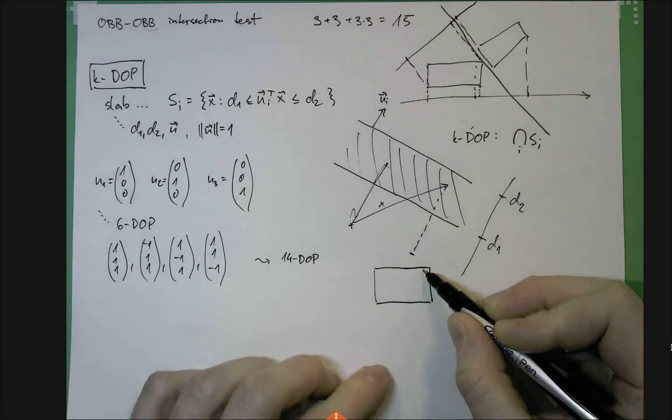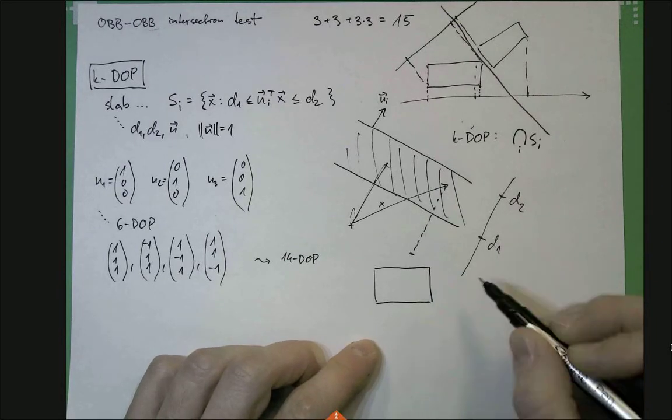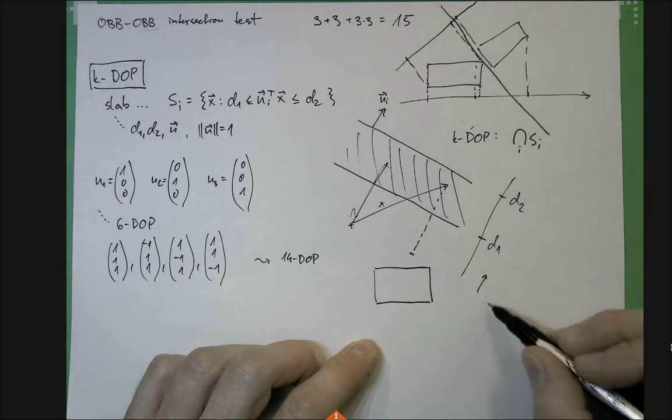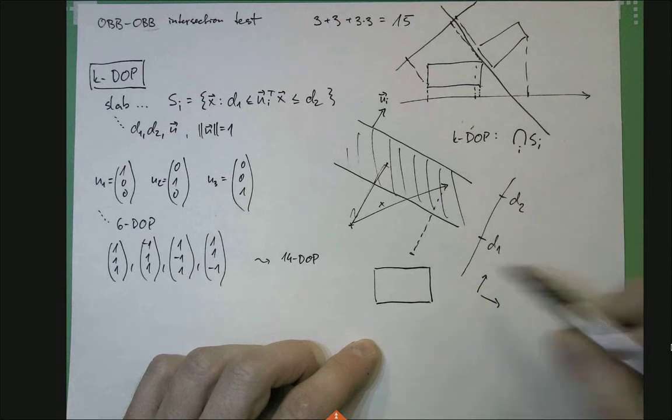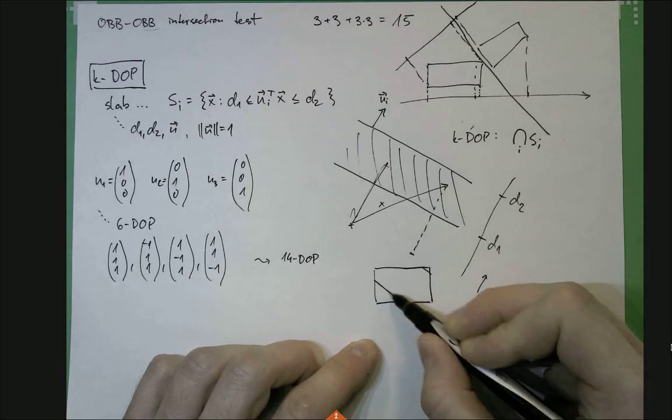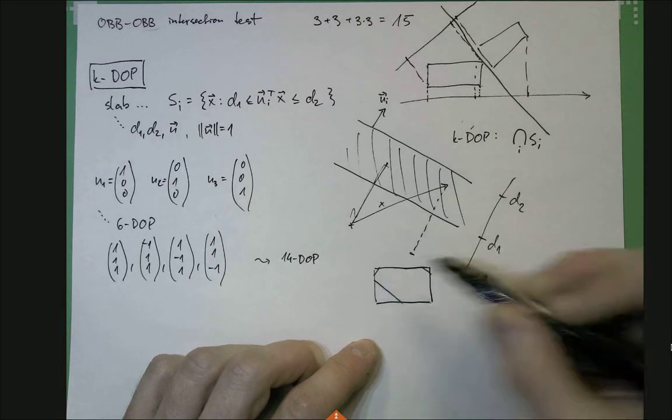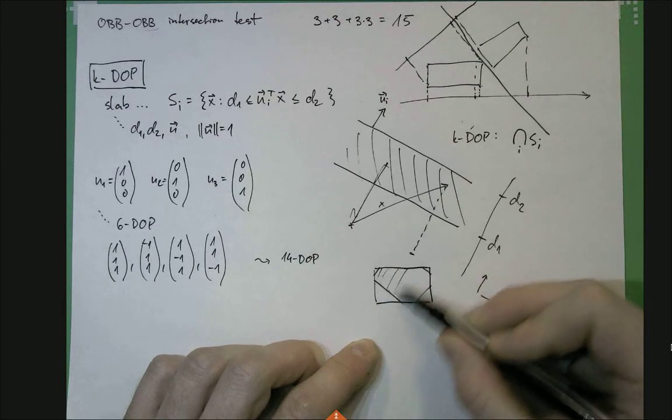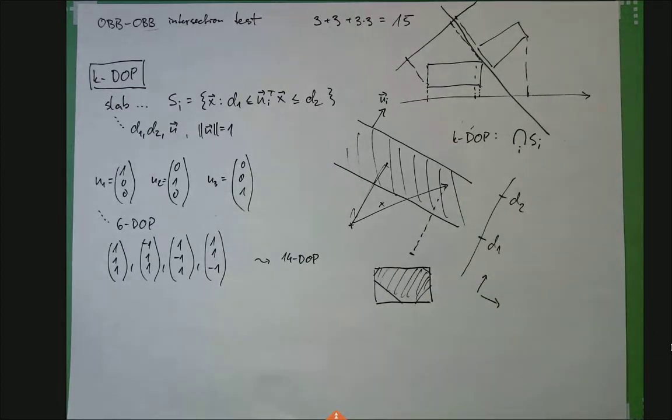So in this case, I'm taking these vectors. This vector in 2D would be just this one and this one. So it basically means that I can cut the corners away. And this is what remains, right? This would be my 14-DOP.